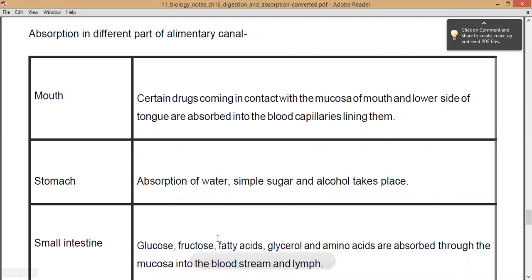Second is the stomach. In the stomach, the absorption of water takes place, as well as several simple sugars being absorbed, as well as the alcohol which is taken in, that is also absorbed by your body and it enters the bloodstream, right?